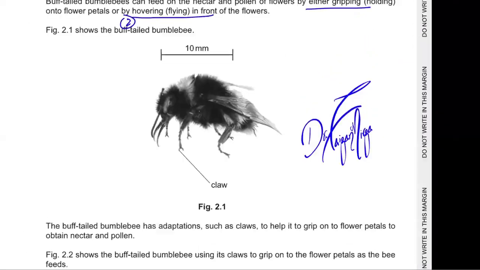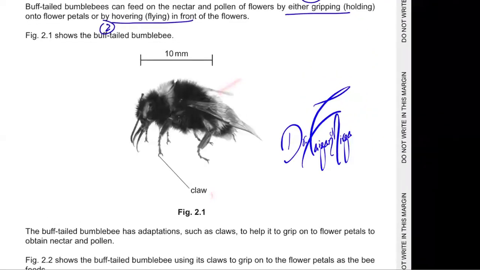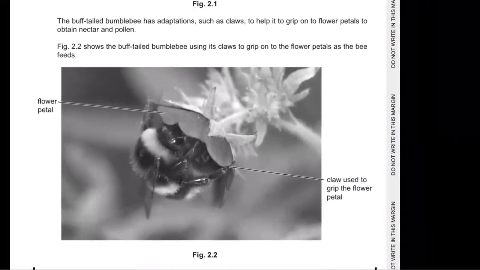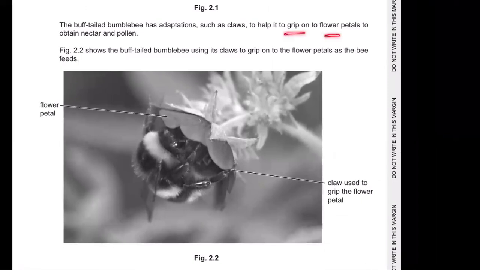So this is the bumblebee shown, and the claw. This is the claw that it will use to hold, and this is the whole bumblebee. Next, they are showing you how the bumblebee can use its claws to grip. It uses the claws to grip the flower it's feeding on.